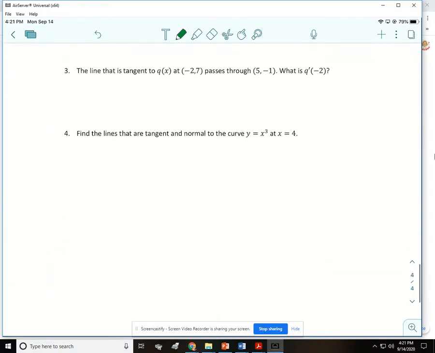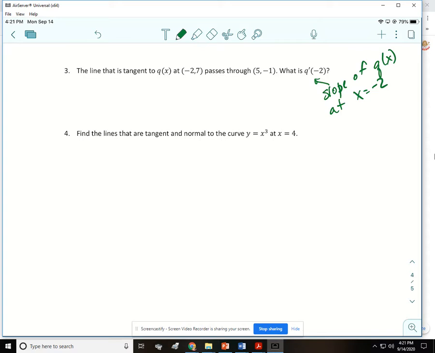Okay, and then number 3, the line that is tangent to q of x at -2, 7 passes through 5, -1. What is q prime of 2? Now what this is another way of saying is, what is the slope of q of x? I do that a lot. I write g instead of q, sorry. Q of x at x equals -2.